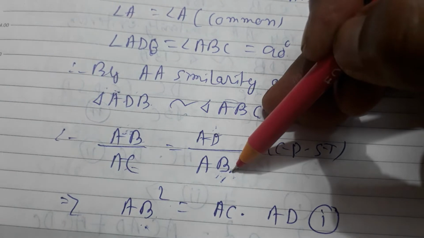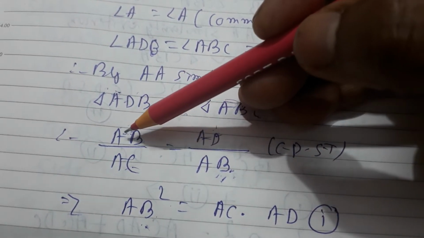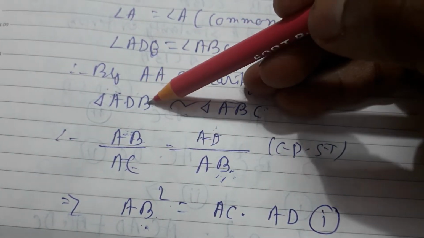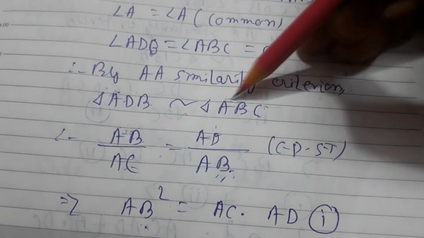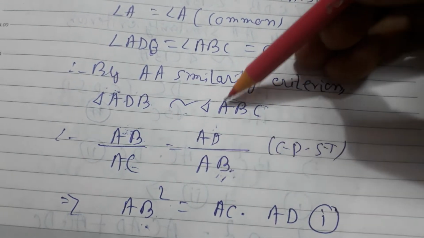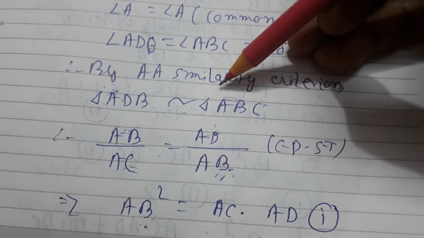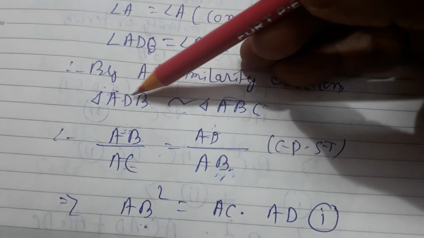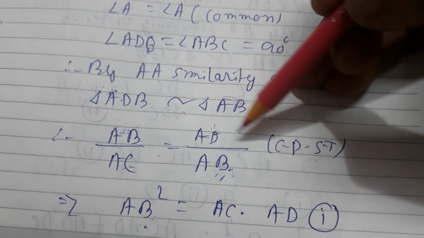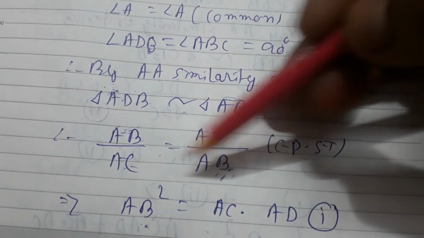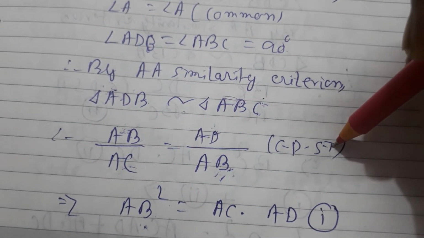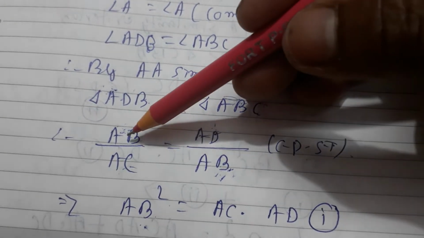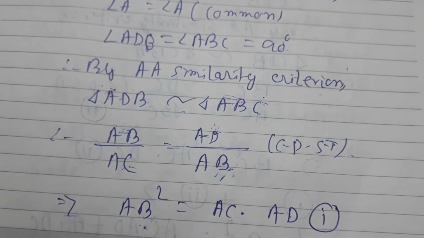So AB you write here. Now this AB is for the first triangle, so it is first and last, and so here will be put of the second triangle first and last, that is AC, and this AB is for the second triangle which is first and second. So of the first triangle first and second is AD. Okay, now this type of arrangement is required. So AB square equal to AC into AD, and this is by CPST. Now AB square equal to AC into AD. This is equation number 1.